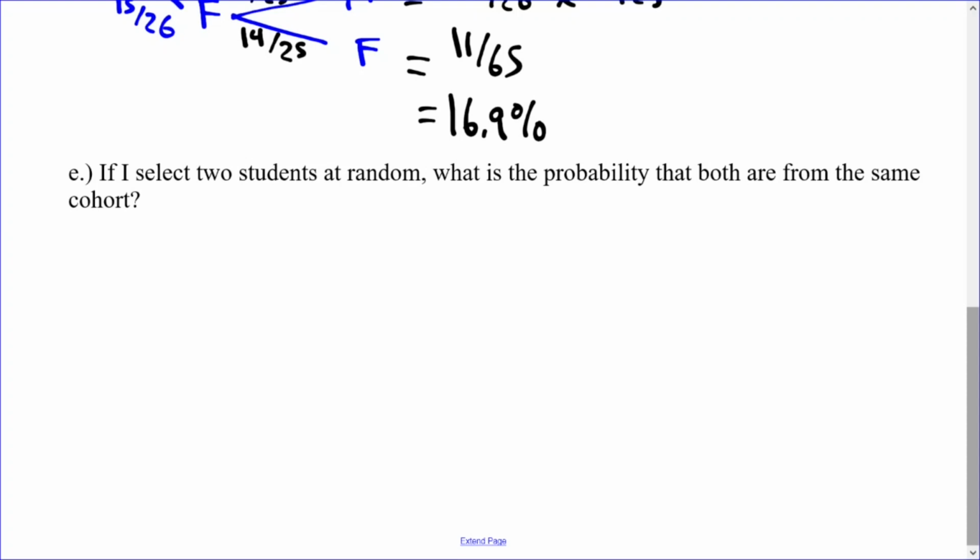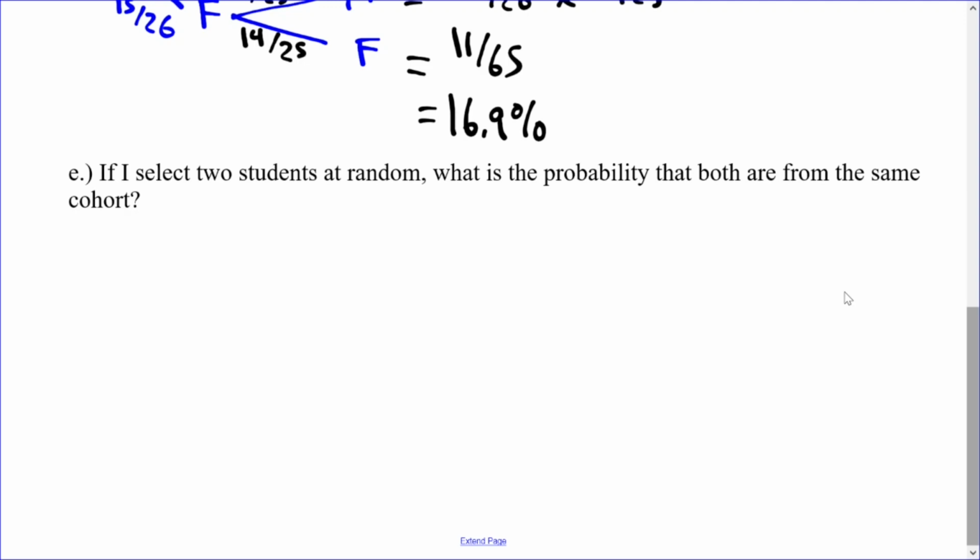Our final question is kind of similar to the previous one in that we're going to need to make a probability tree diagram. And it's also similar to the kind of multi-layer question we had in class with Nisa Cat needing to go to the vet. Let's take a look. If I select two students at random, what is the probability they are both from the same cohort? Let's take a look at our options.